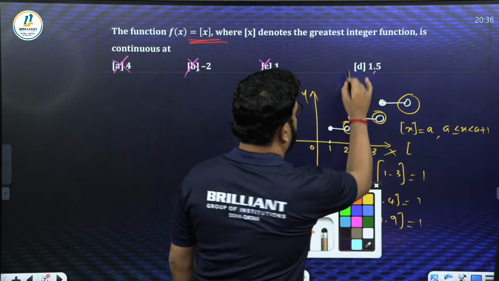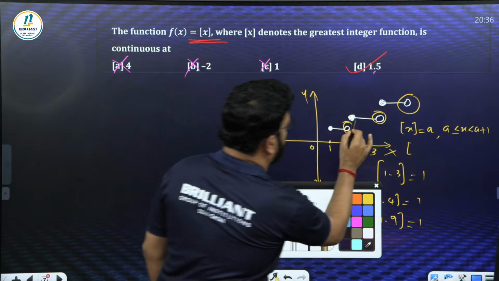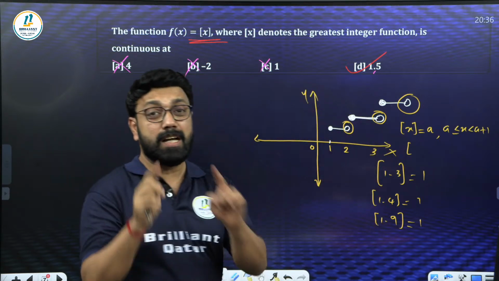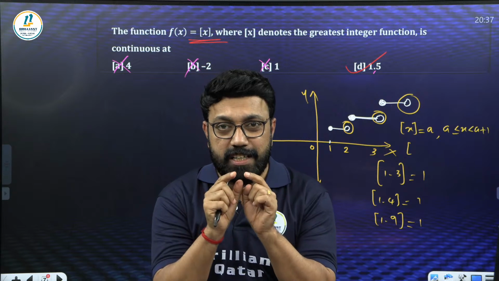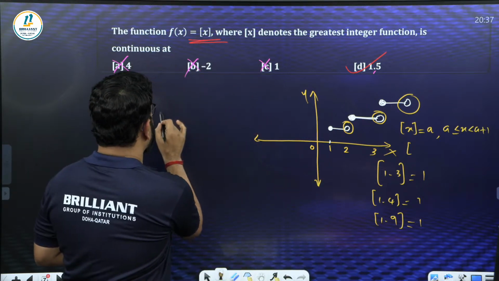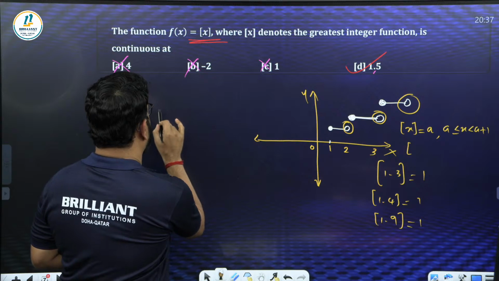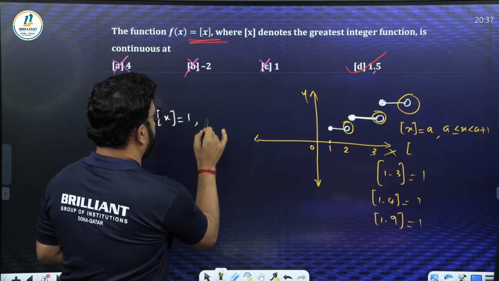Here, the answer is 1.5. That means from here to here, it is continuous. Don't think the greatest integer function is always discontinuous. It is continuous in its particular domain. That means it is continuous whether you take x = 1.5 or x = 1.